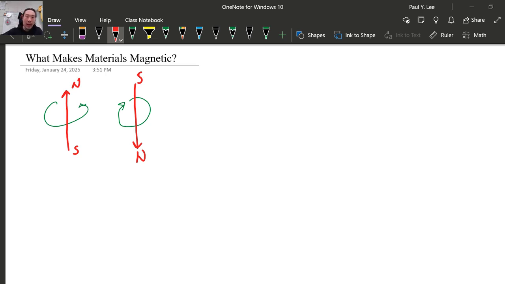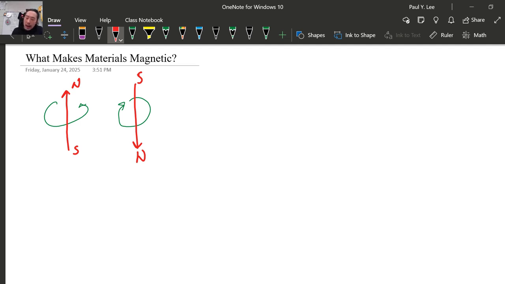But here we have the idea of, okay, so if every object has electrons, they must have these magnetic dipole moments. Therefore, shouldn't all objects have the ability to become magnetic? Okay, so let's go into that.